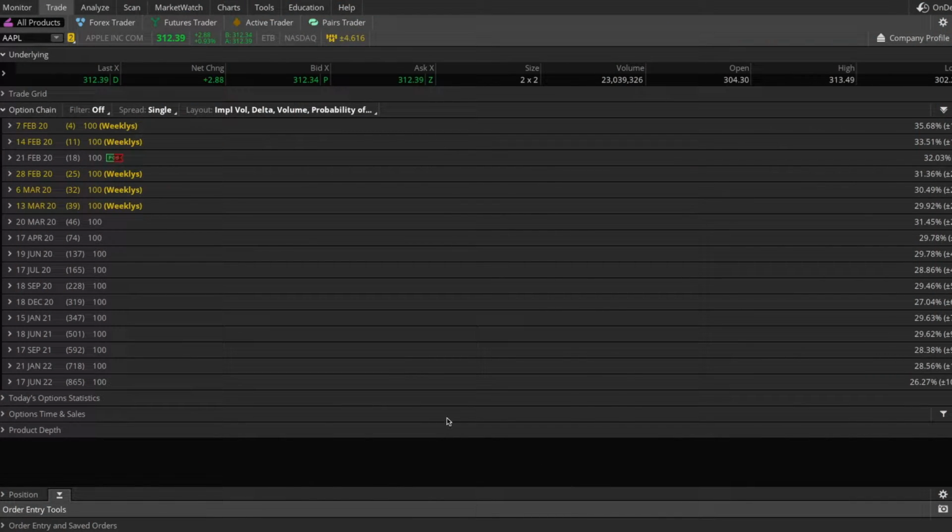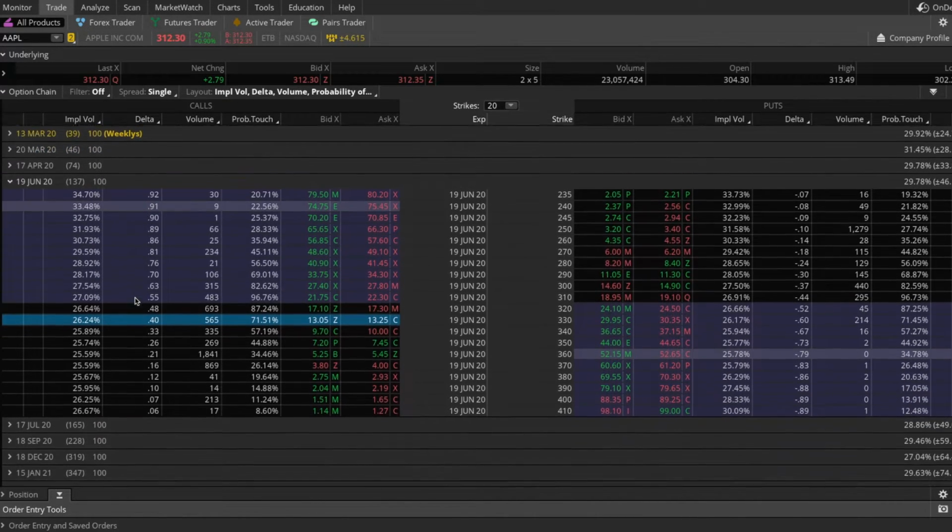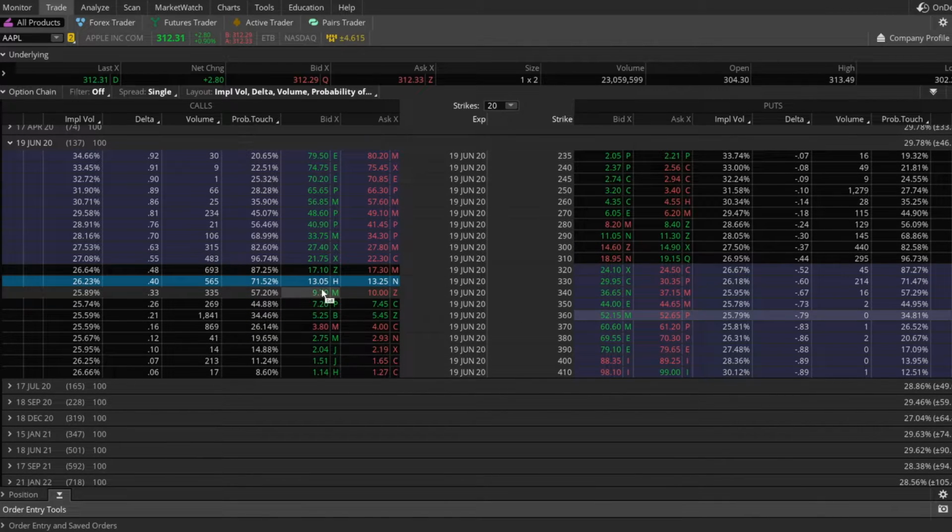Here we are at the computer to do the option trade on Apple. Apple is currently trading at $312.28, and here's the option chain, by the way, all the options that are traded on Apple. We're going to go out to June, the 19 June 20s. We're going to click on that, open up that option chain, scroll up a little bit so you can see it a little bit better.